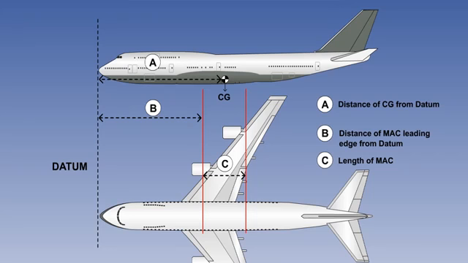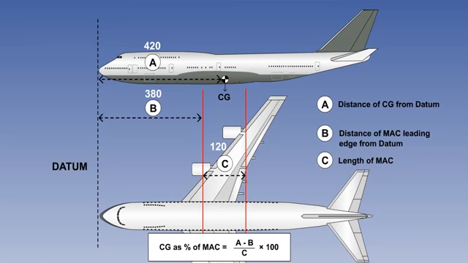Let us put the theory into practice and work through an example to calculate the centre of gravity as a percentage of the mean aerodynamic chord, given values of A, B and C. The distance of the centre of gravity from datum, A, is 420 inches. The distance of the leading edge of the mean aerodynamic chord from the datum, B, is 380 inches. The length of the mean aerodynamic chord, C, is 120 inches.